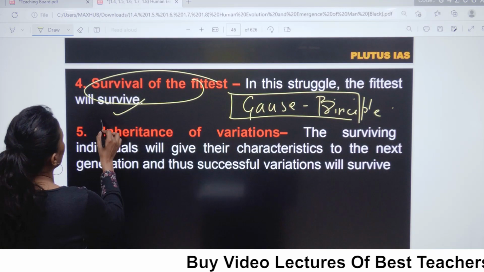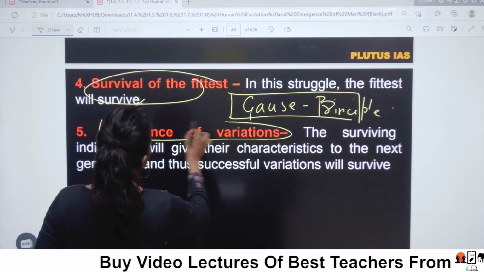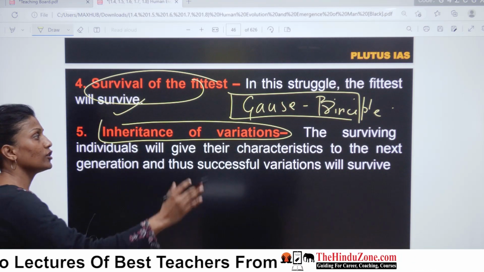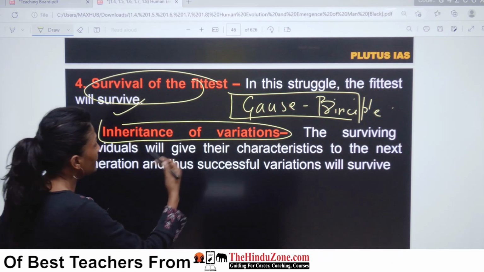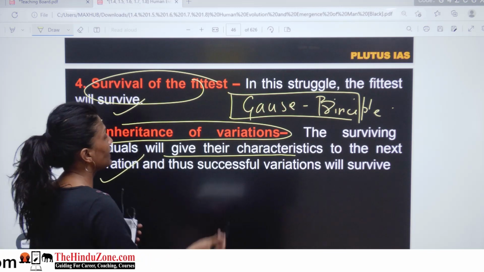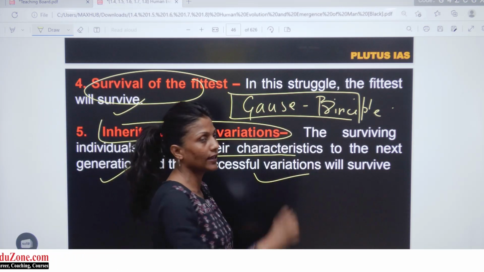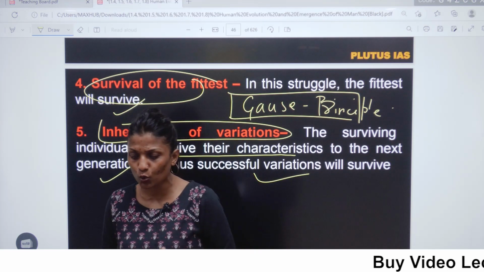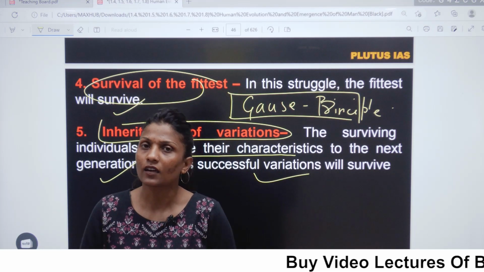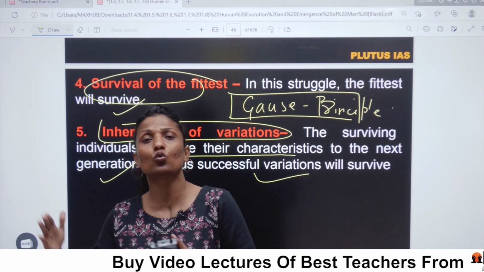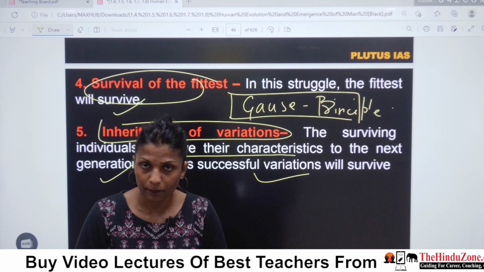The next principle is inheritance of variation. It says that those individuals who survive will give their characteristics to the next generation, and thus successful variation will survive. This is very much related to Lamarckism theory as well, where he says that whatever characteristics we have, inheritance, will go to our offspring as well.